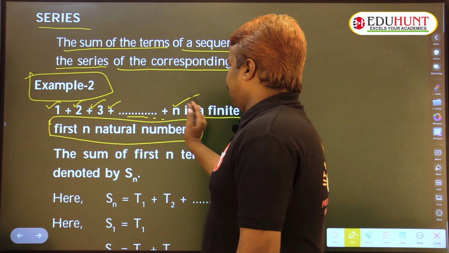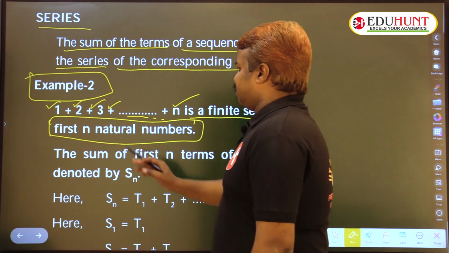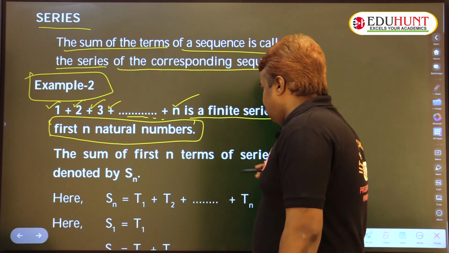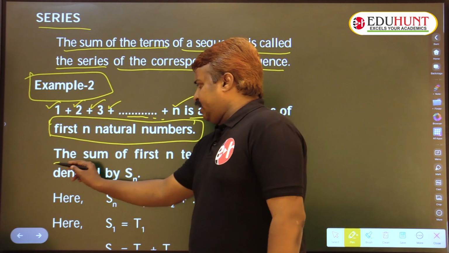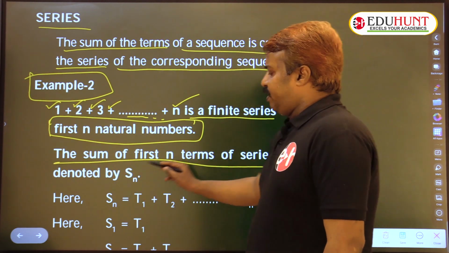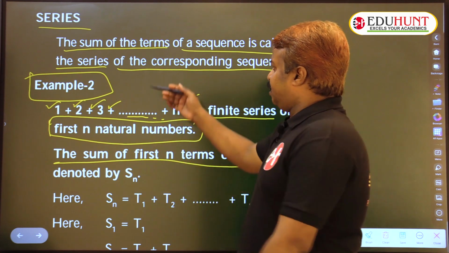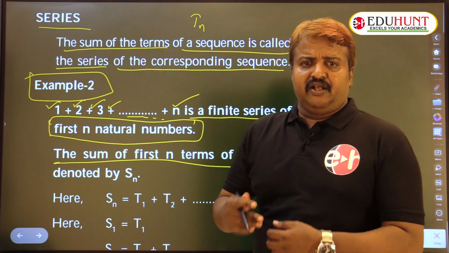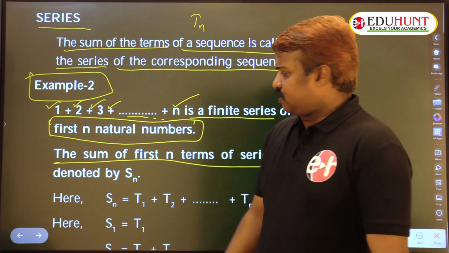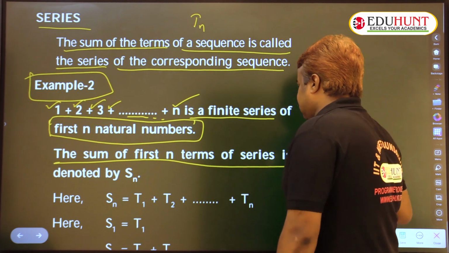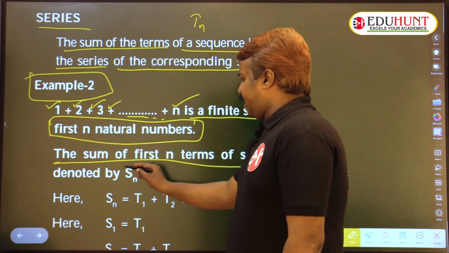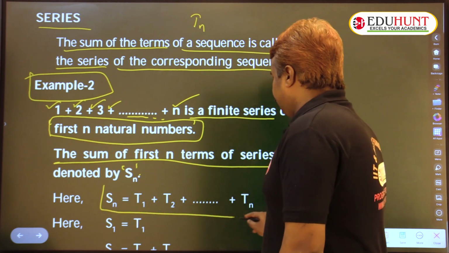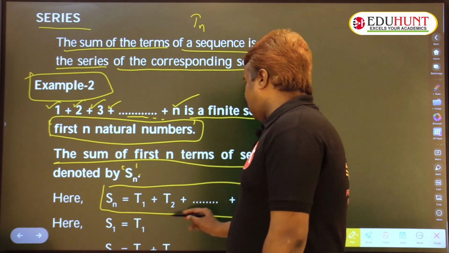That means if we sum n numbers, it is the sum of the first n natural numbers. The sum of the first n natural numbers of a series is denoted by Sn. Each term can be denoted as Tn. If we add such terms, then that sum is called Sn. So Sn is nothing but the sum of the series T1 plus T2 plus so on plus Tn.